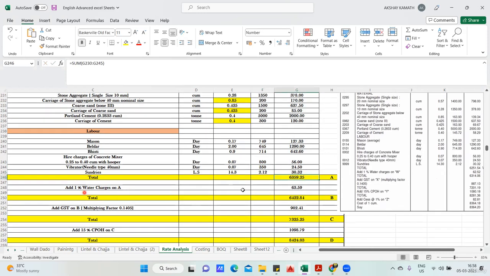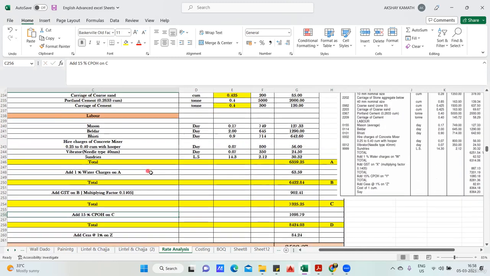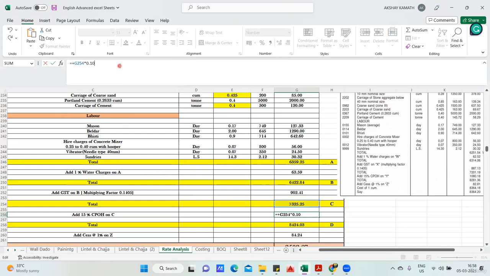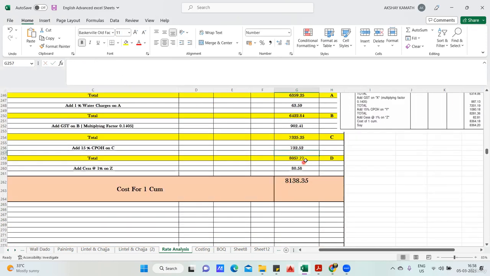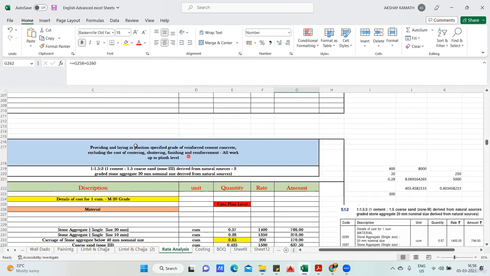Now on this we'll add 1% water charges. We'll add GST, that is a tax, which is 14.5%. So it will come out to be 902, and I'll add both the things. Add 15% contractor profit. Now, if you feel you don't want to take 15% as a profit, you can even make it 10%. Instead of 15%, make it 10%. Finally the rate will be 8,057. Add 1% cess on that. It will be 80.58. So total it will be 8138.35, the cost for 1 cubic meter of M20 grade of concrete.